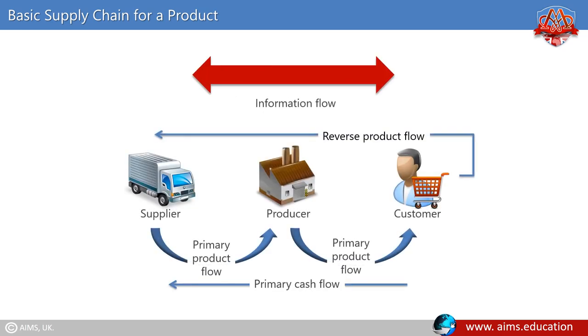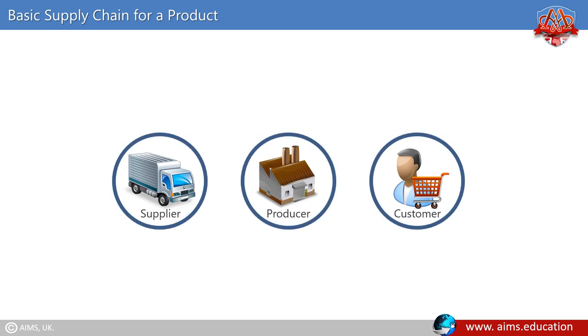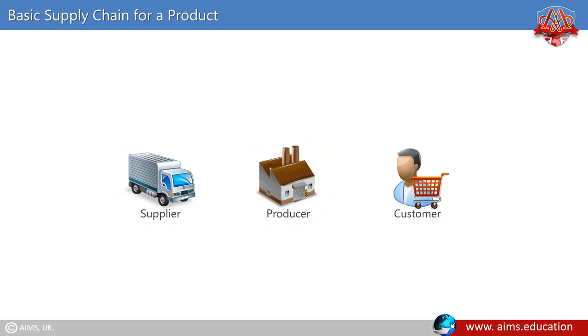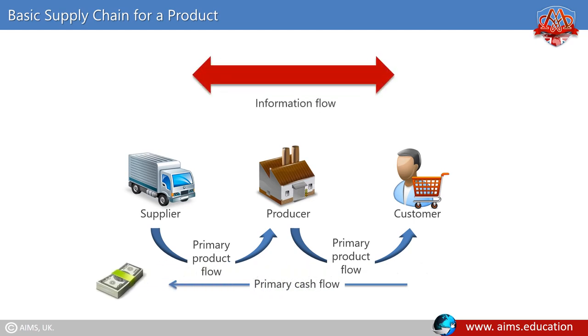Basic supply chain for a product. The below figure illustrates a very basic supply chain with three entities: a producer with one supplier and one customer. Four basic flows that connect the supply chain entities together are as follows. Flow of physical materials and services from suppliers to the end customer. Flow of cash from the customer to the raw materials supplier. Flow of information back and forth along the chain. And reverse flow of product returned.